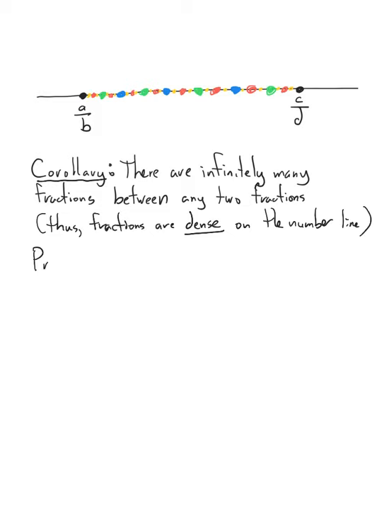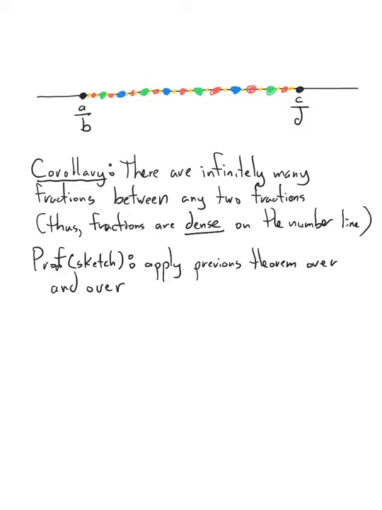And I guess I'll just sketch this proof. All we're going to do is apply the previous theorem over and over again. Over and over. And that's basically what's going on. The diagram above kind of explains what's happening in a visual sense, and if we were to write out an actual proof, it would basically be writing this, but just in detail.